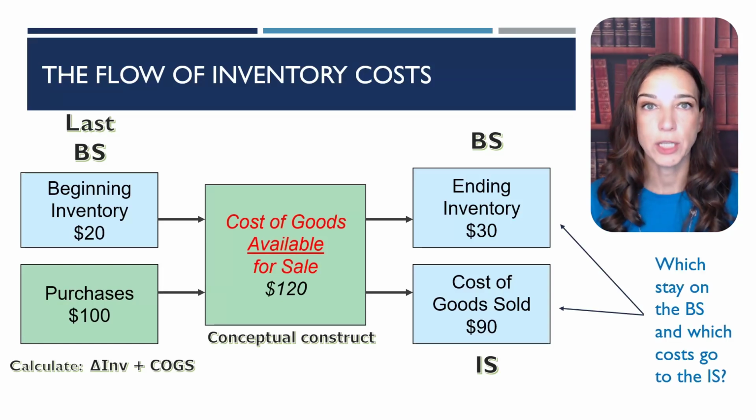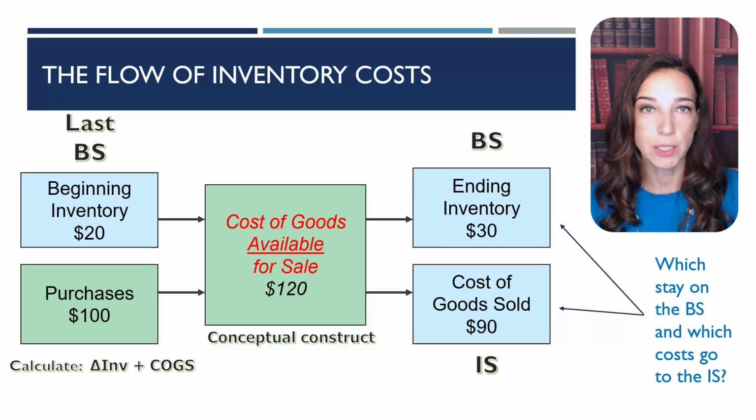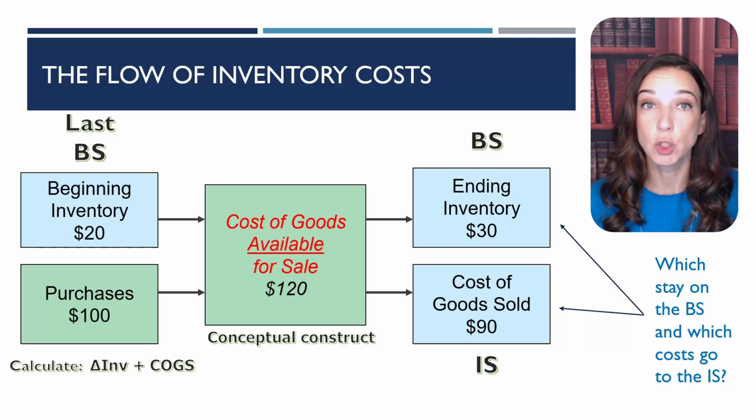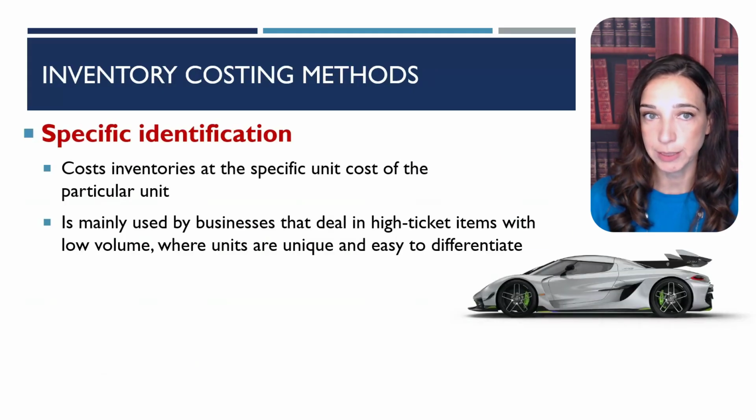And again, the question is, when inventory costs have changed over time, when the firm has bought inventory at varying prices, how does it make the determination of which of those costs go into the ending inventory at the end of the period and which of those go into the cost of goods sold on the income statement? Here's where we need to talk about the inventory costing methodologies.